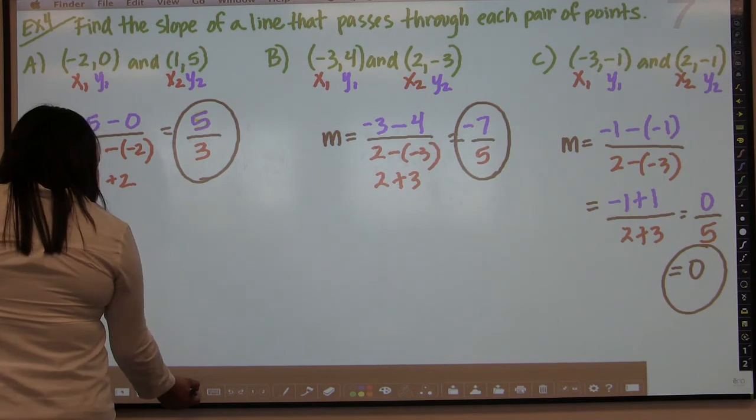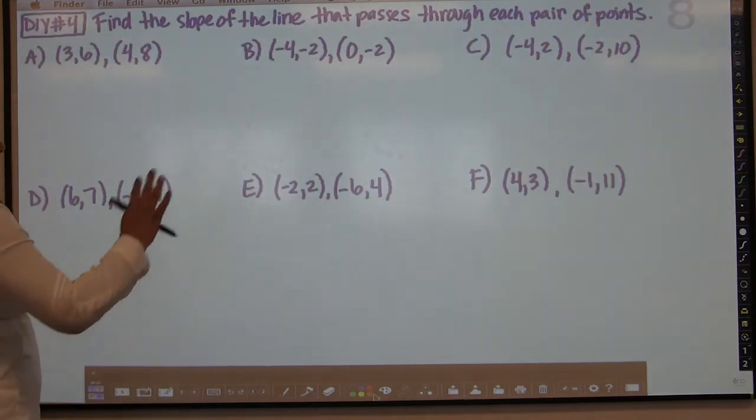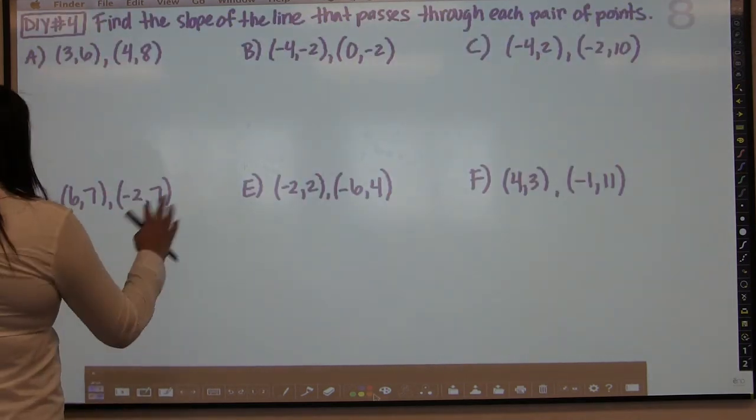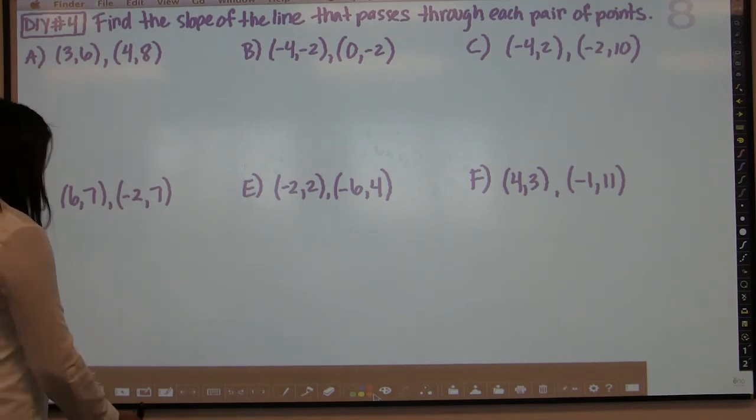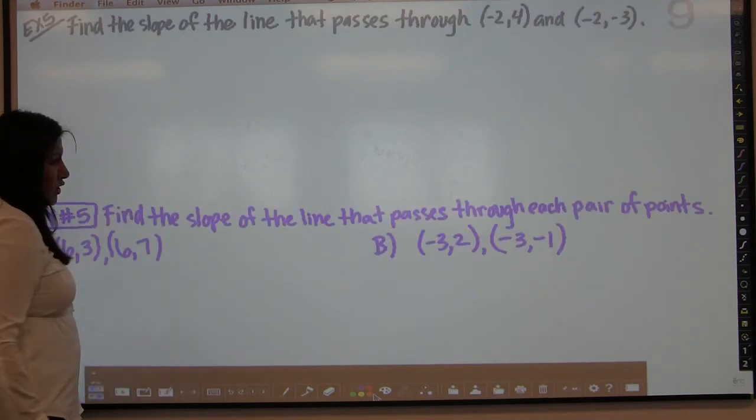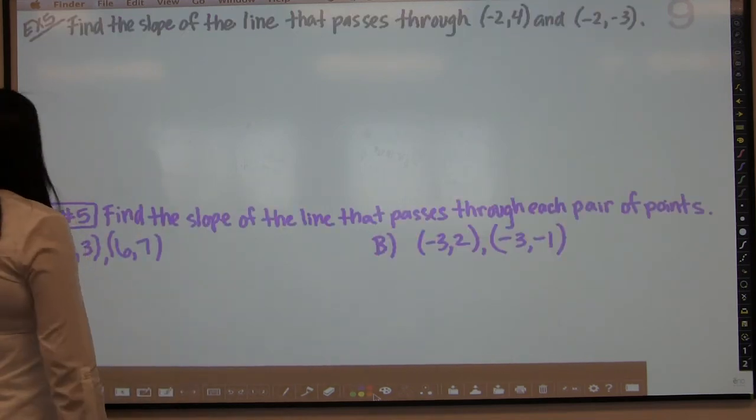And so now we're going to have you try these 6 examples here, but they shouldn't take you very long. It's not a very hard process. And then we're going to move on to one other scenario that can happen, and it oftentimes gets confused with the 0 slope. And that's this guy.